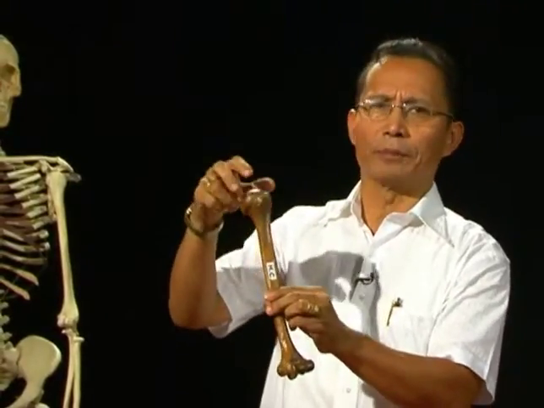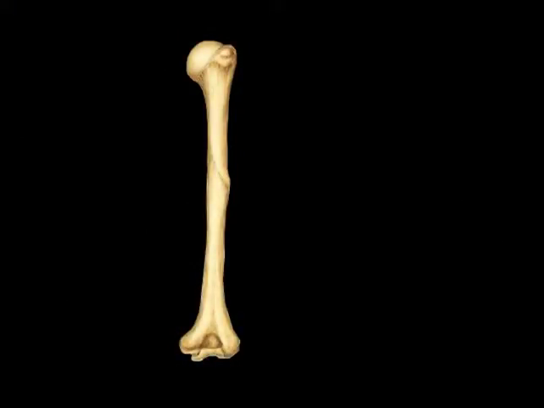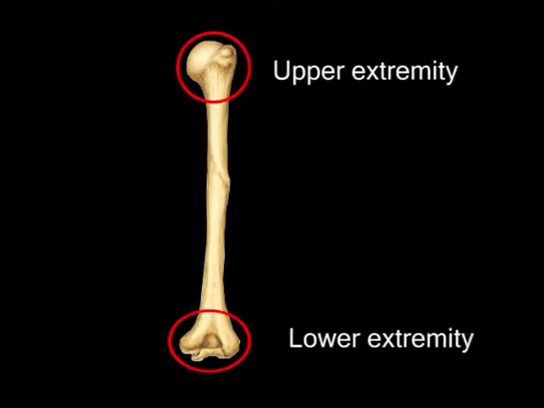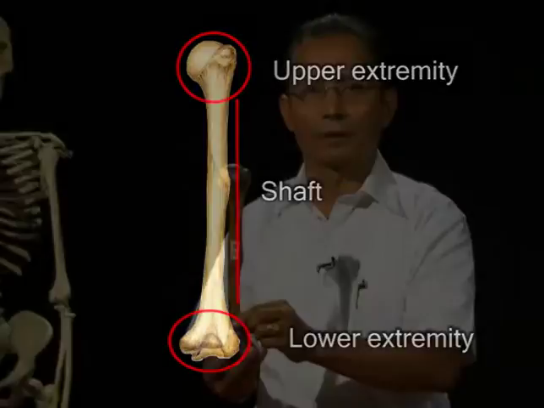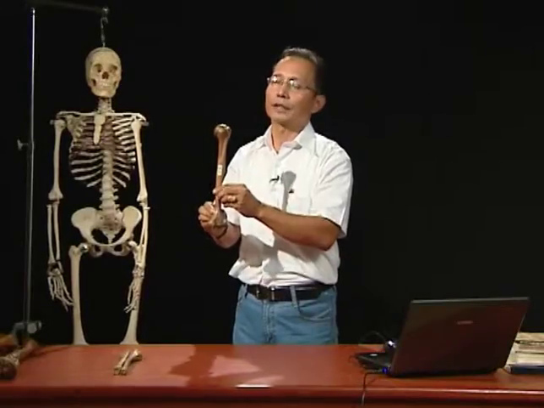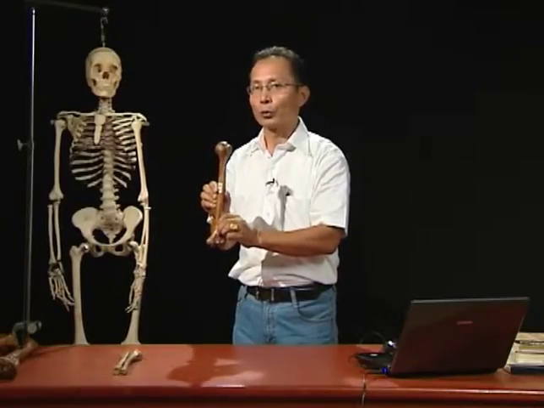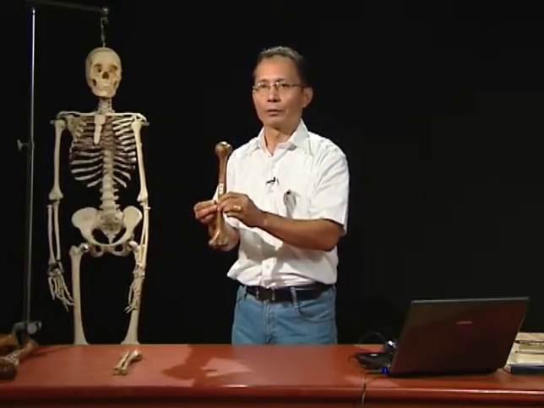Now, just looking from its shape and size, it is having two extremities or two ends, one end upper end here and another lower end here, connected by a long, somewhat tubular structure called shaft. So, two extremities and a shaft. Such a bone having two extremities and a shaft is classed as long bone. So, type of bone is long bone.